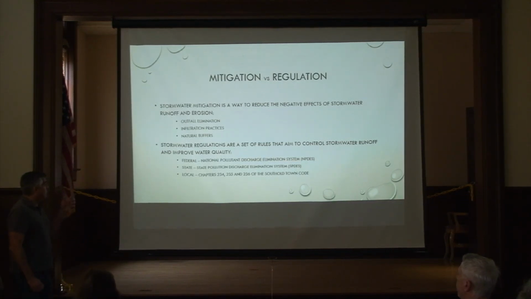So those practices again are outfall elimination, infiltration practices, and natural buffers. Don't let the water spill directly over a roadside. Leave a planted strip of grass or other vegetation that will help filter it before it goes into the water body. Stormwater regulations are a set of rules that aim to control stormwater runoff and improve water quality.